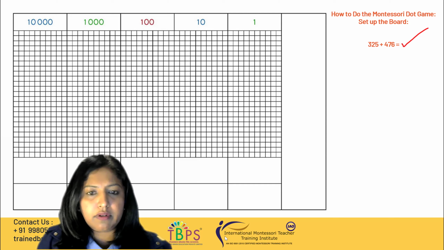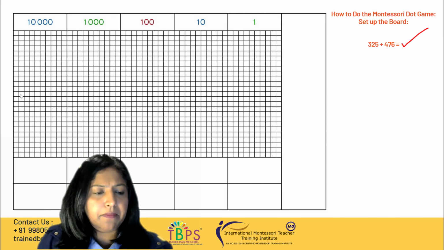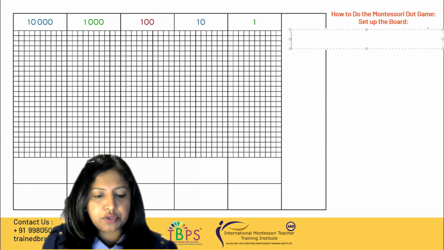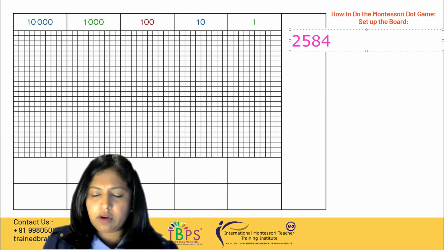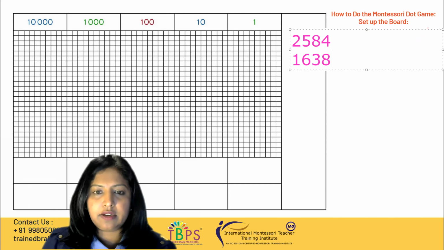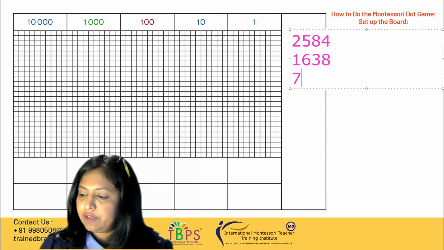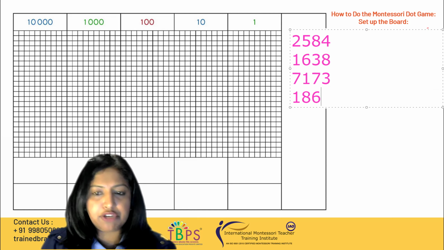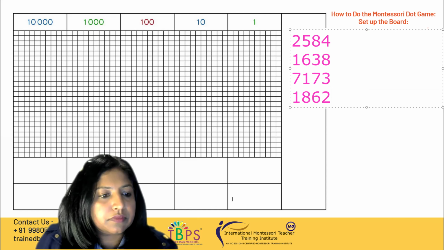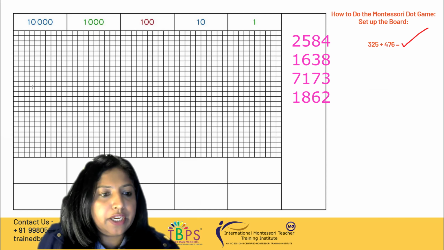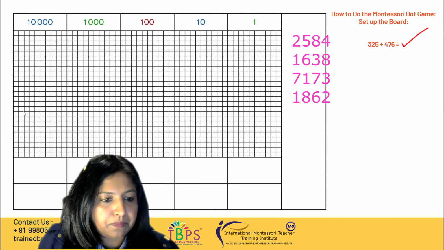Could you see my board? Okay. The problem is 2,584 plus 1,638 plus 7,173 plus 1,862. Okay. So we are doing a problem statement of this one.